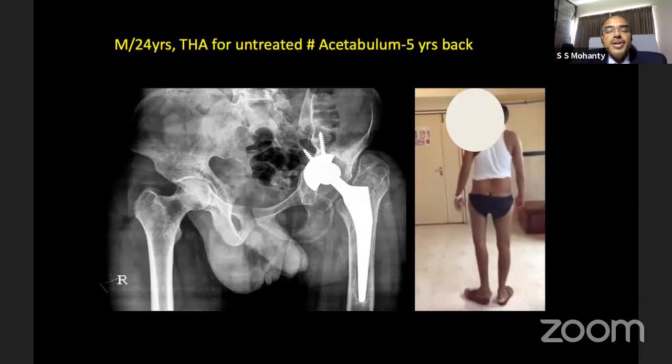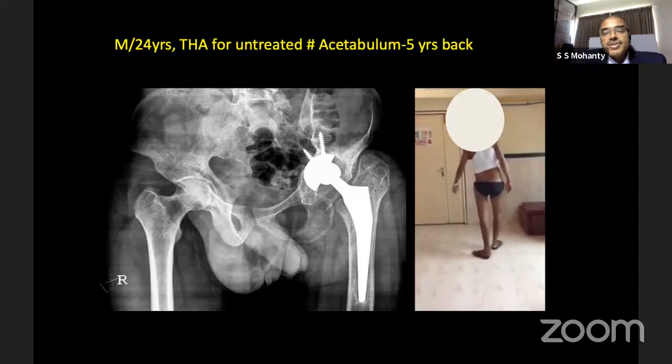This is another patient, a 24-year-old young male, in whom total hip arthroplasty was done for an untreated fracture of the acetabulum.